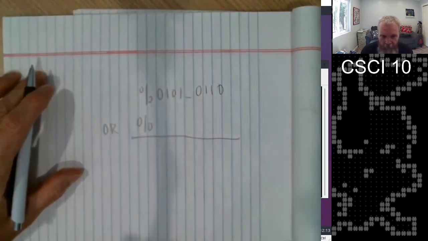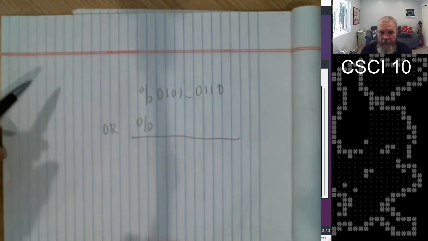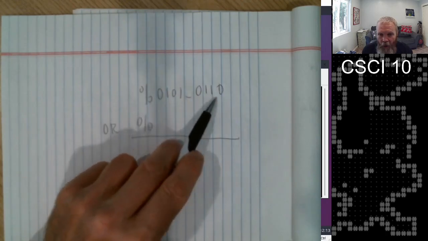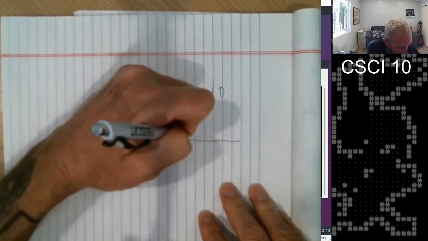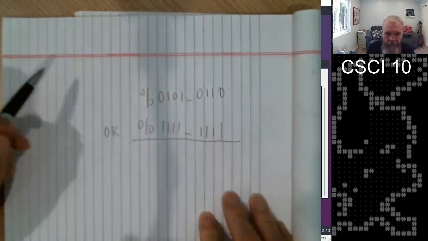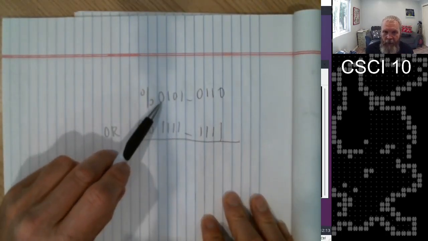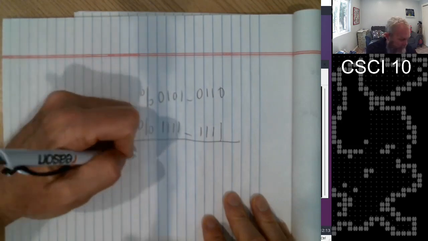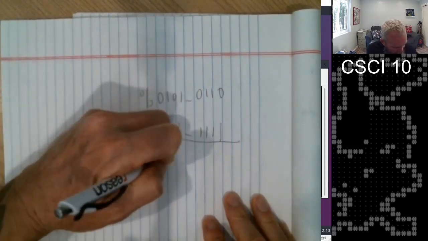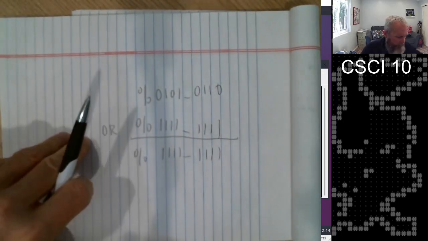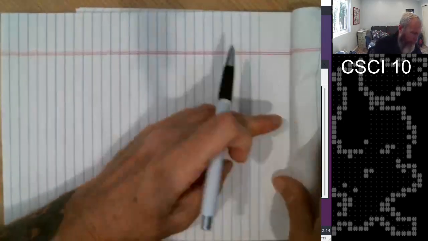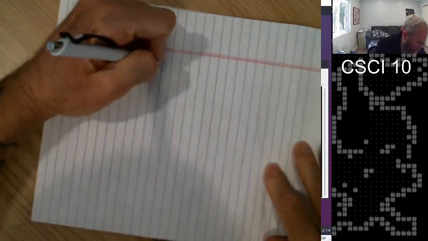So we're going to do a couple of examples here. If I want to turn all of the bits on in the whole value, if I OR like this, then it doesn't matter what they start out as, they are guaranteed to end up as all ones. But let's look at where we can target more specifically.